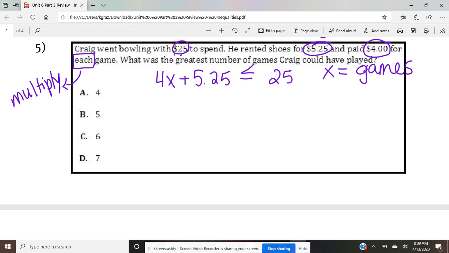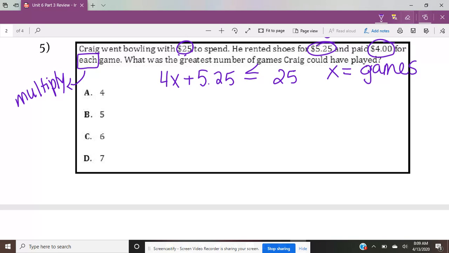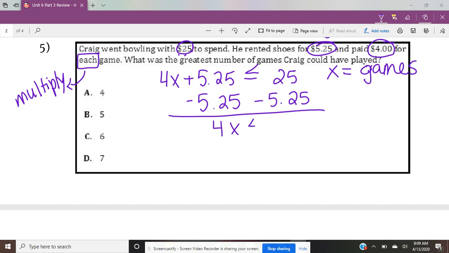So now, again, remember what we did for our two-step equations. Our first thing is going to be subtract $5.25. So we get 4x is less than or equal to 19.75.